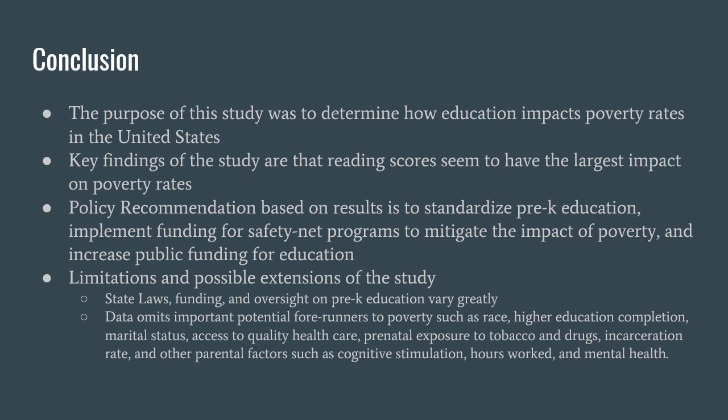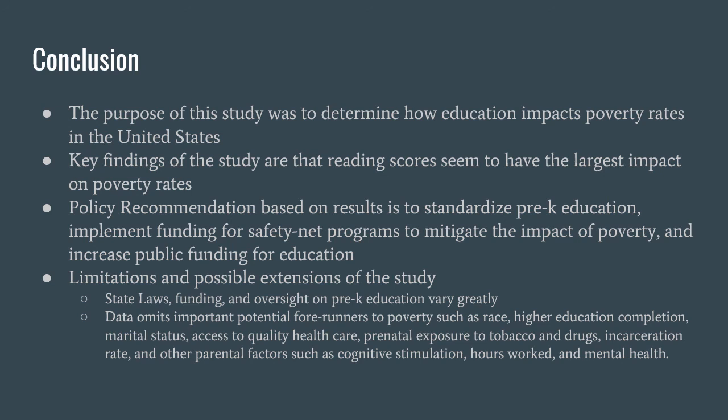So in conclusion, the purpose of the study was to determine how education impacts poverty rates in the United States. The key finding of our study is that the largest impact on poverty is 4th and 8th grade reading levels. Our policy recommendation based on these results is to standardize pre-K education, increase funding across the country for education, and implement improved and increased funding for safety net programs among low-income households to mitigate the impact of poverty.